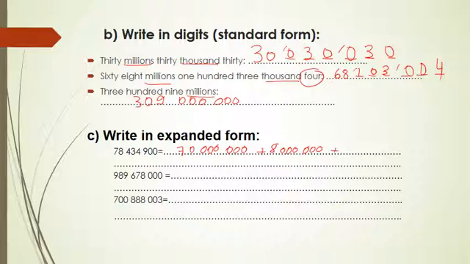Let us continue. Plus, I have 434,000. So I have 400,000 plus 30,000 plus 4,000. Is this correct? Yes. Let us continue. What I have is 900 and I don't put the zeros. We all know that, right? Yes. Is this clear? Yes.